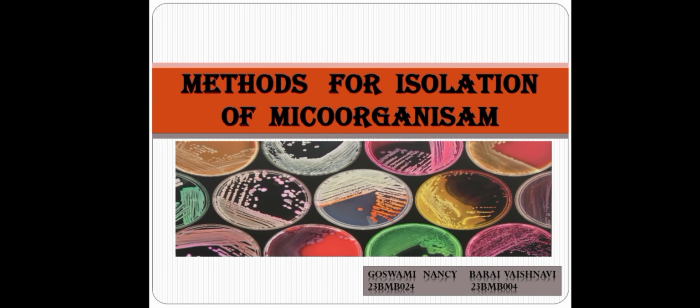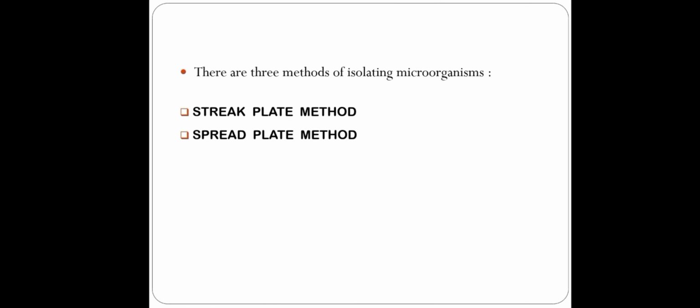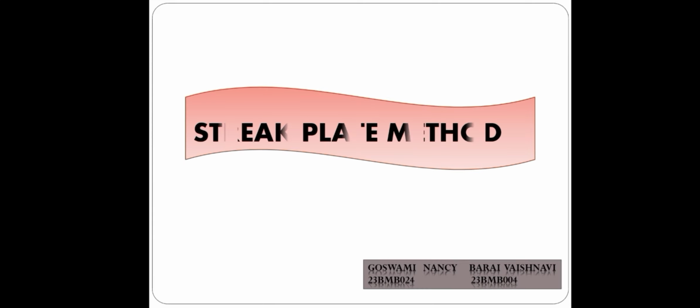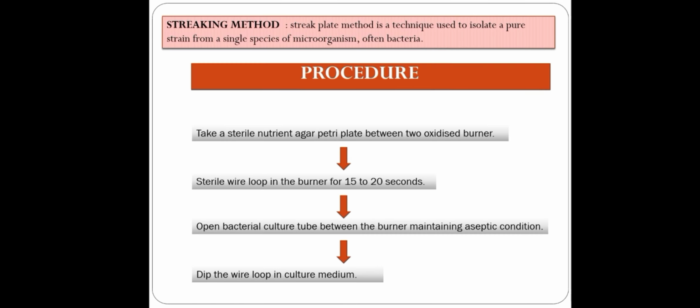Methods for isolation of microorganisms: streak plate method, spread plate method and pour plate method. Streak plate method. It is a technique used to isolate a pure strain from a single species of microorganism, often bacteria.